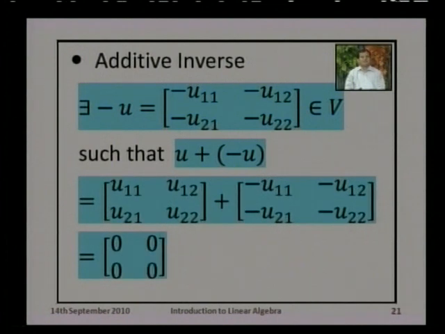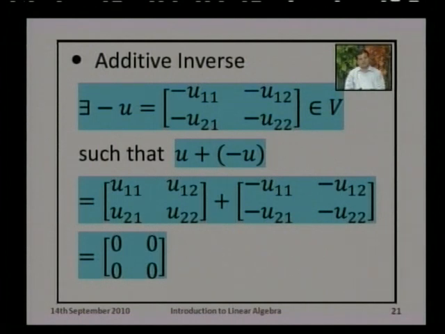Then additive inverse: for U, minus U is defined as minus U11, minus U12, minus U21, minus U22. We can very easily see that U plus minus U gives us the 0 matrix, which is the additive identity. Therefore minus U acts as the additive inverse of U, and vice versa, that is, U acts as the additive inverse of minus U.